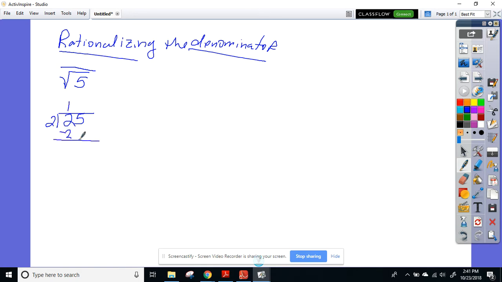We subtract, we bring down the 5. We say 2 will go into 5 2 times, 2 times 2 is 4. We have a remainder of 1, and we wrote that as 1/2. So 25 divided by 2 is 12.5.